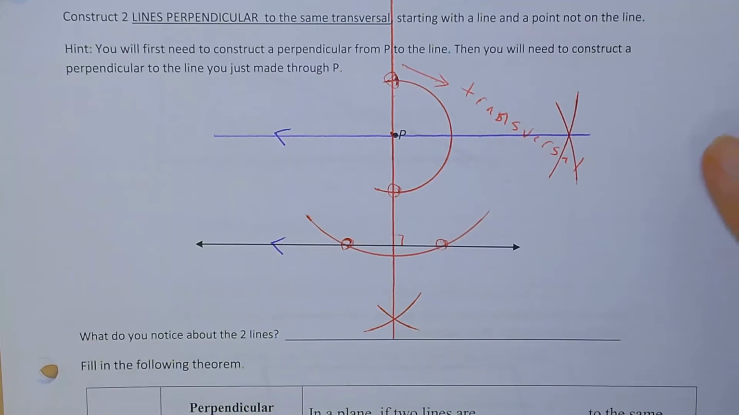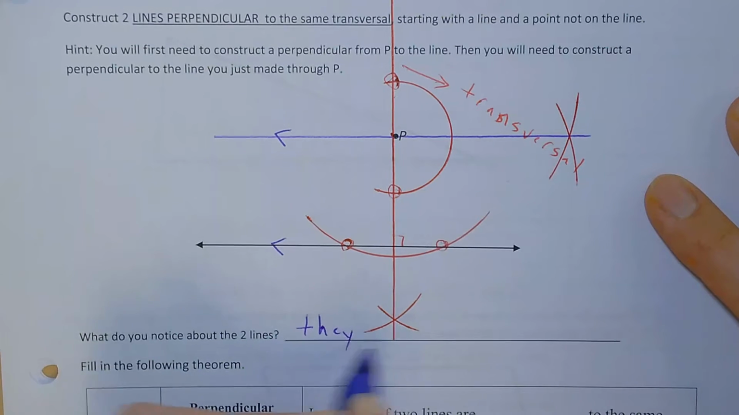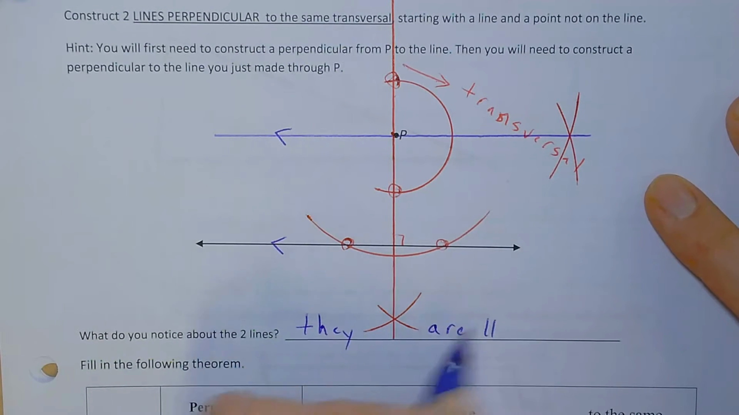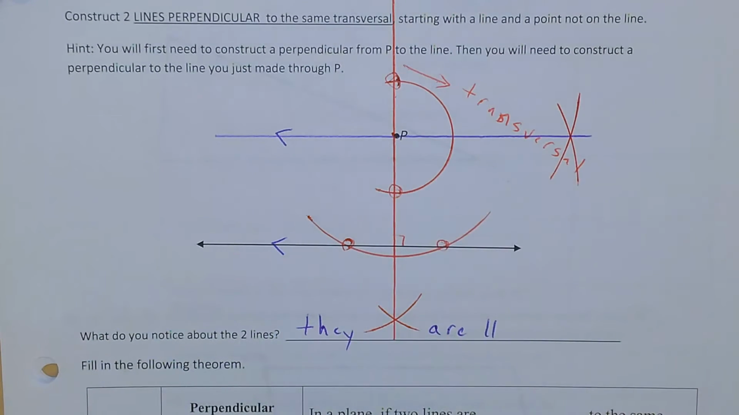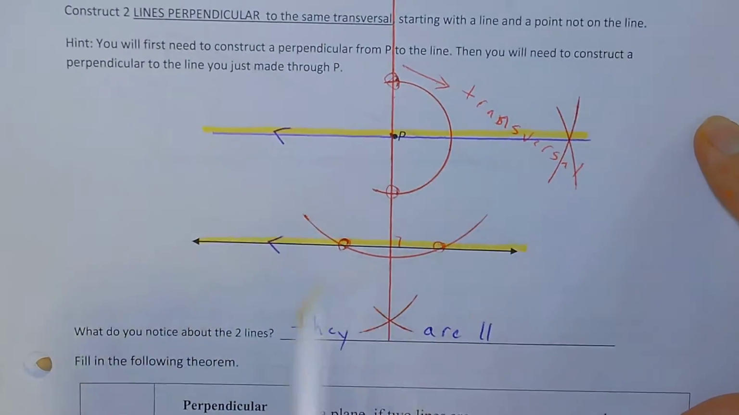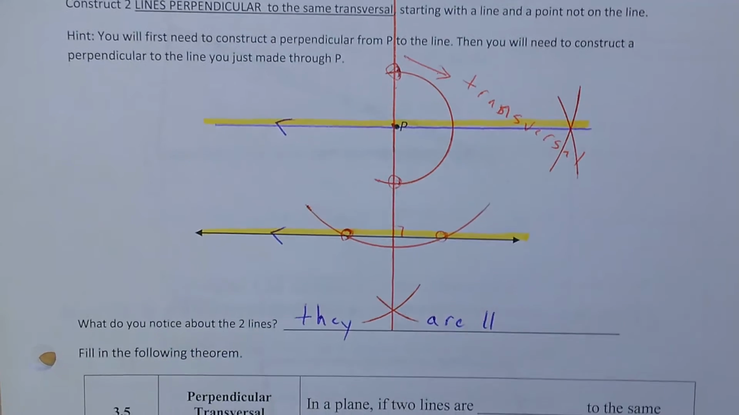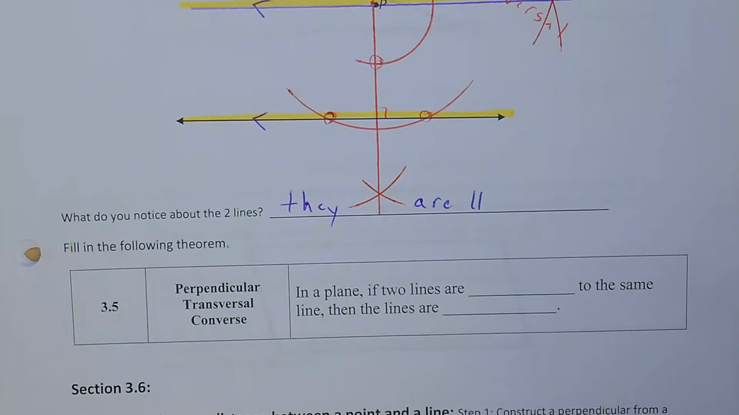So down here it says, what do you notice about the two lines? The two lines now, they are parallel. And remember, the parallel is the 11. And the two lines I'm talking about are the new line that I just made and the original line that I started with. Okay, now the reason why that construction works and makes parallel lines is because of something called the perpendicular transversal converse. So I'm going to show you what this is, and you'll be filling it in eventually on your other part of the vocab.